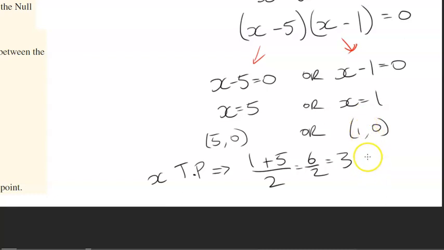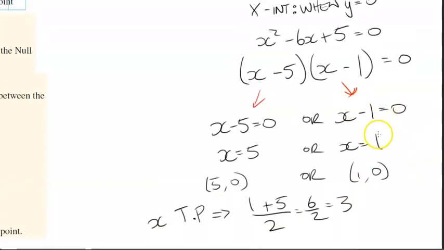Then we're going to substitute that 3 into the x squared minus 6x plus 5 formula in order to get the corresponding y value for the turning point. You can substitute it into either this or the second one. I'm going to substitute it into the second one because it's already in a nice format. So to get the corresponding y turning point, this is just 3 minus 5, 3 minus 1. So 3 minus 5 is negative 2, multiplied by 3 minus 1, which is 2. And this is equal to negative 4.